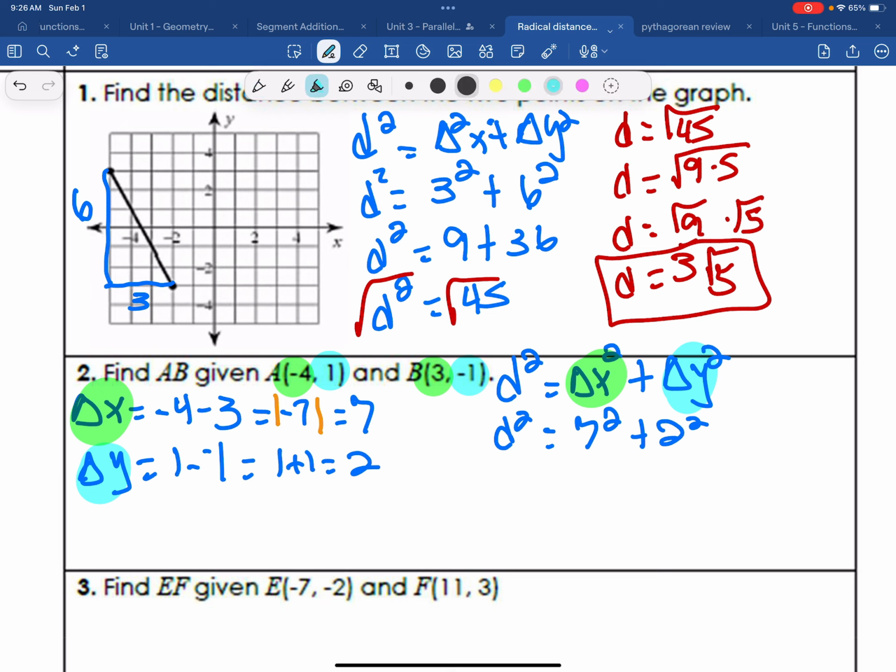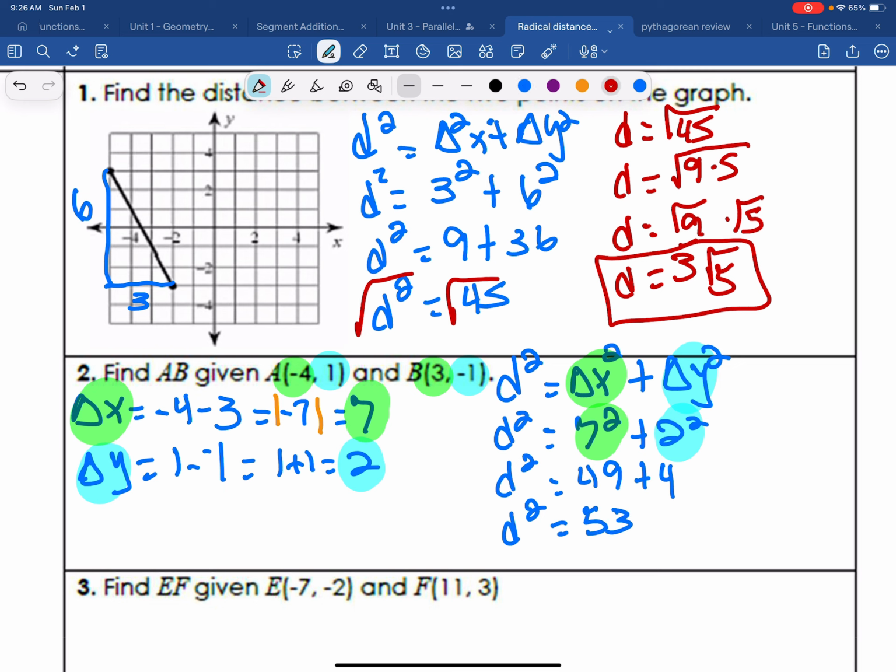Okay, go back over here. I like to color code everything. I just feel like it helps, so that everybody knows where I got everything. So now I have d squared equals 49 plus 4. D squared equals 53. I'm going to take the square root of both sides, and I'll just tell you that d equals the square root of 53. That cannot be simplified, so you would just leave it like that.